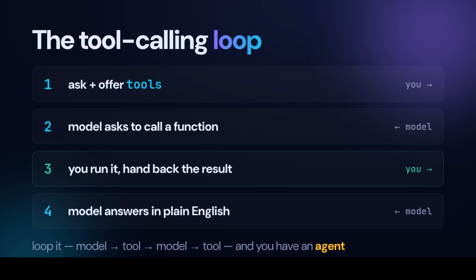You hand the model a set of functions it's allowed to call, and it runs as a simple loop. You ask a question and offer the tools. The model replies, asking to call one. You run it and hand back the result. Then the model answers. Keep that loop going, model, tool, and that is an agent.